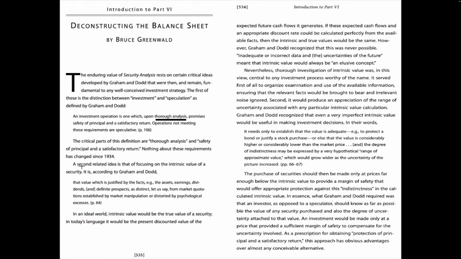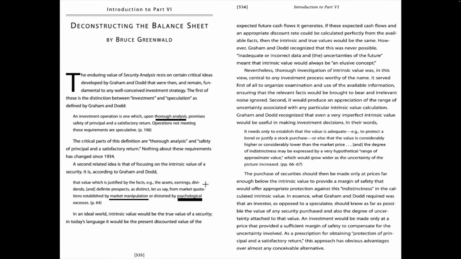Let's go further. A second idea, which unfortunately many Americans and investors all around the world do not understand, is related to focusing on the intrinsic value of a security, of a stock. According to Graham and Dodd, it is the value which is justified by the facts, the assets, earnings, dividends, and definite prospects, as distinct, let us say, from market quotations established by market manipulation or distorted by psychological excesses. I'm going to read that again: the value which is justified by the facts, the assets, earnings, dividends, and definite prospects, as distinct from market quotations established by market manipulation or distortion of psychological excesses.